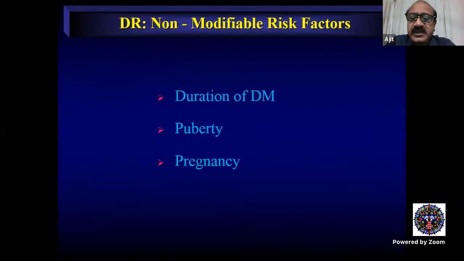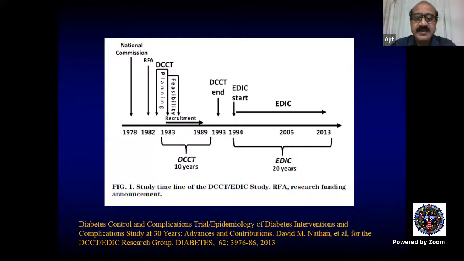Non-modifiable risk factors. One needs to understand that certain things we cannot change in diabetics for the progression of diabetic retinopathy. The most important of those is the duration of diabetes mellitus, puberty, and pregnancy. That's why the frequency of visits during pregnancy is much shorter, which we will again explain later on.